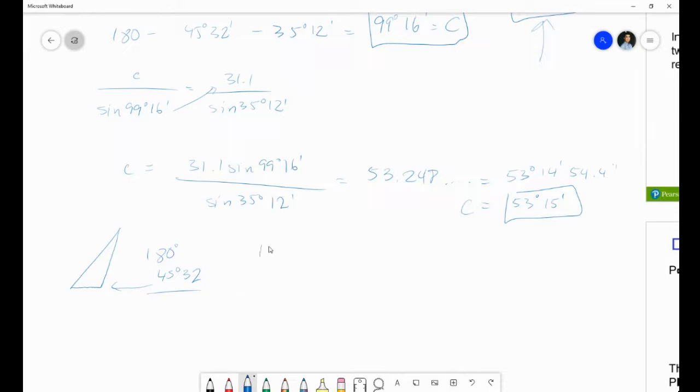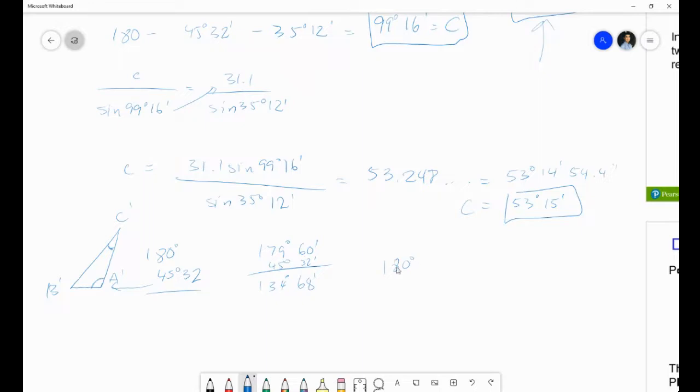So let's subtract here. I got one, let's borrow one. 60 minutes, 45, 32. So that's 8. That's 6. That's 4, 3. So 134 degrees and 68 minutes, which is our A prime. This is B prime. This is C prime.